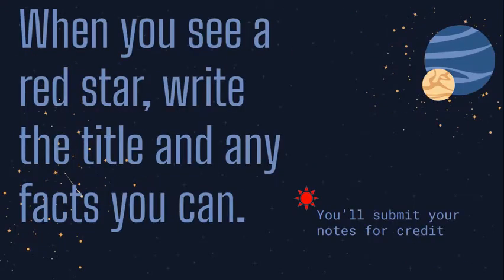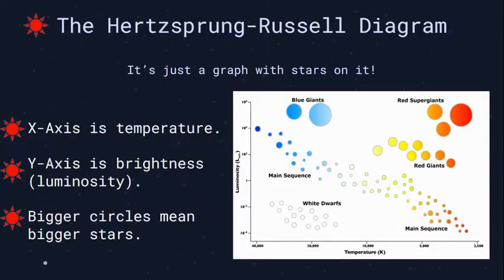What you'll need to do is look for the red stars, write things like that down, like that has a title and facts associated with the red star, and submit that for credit.